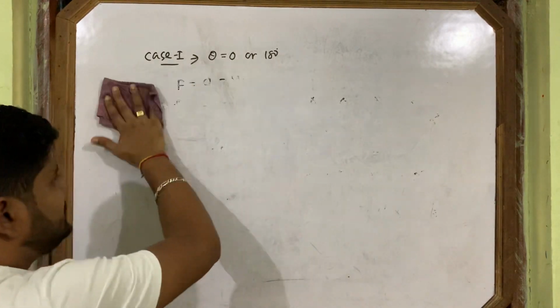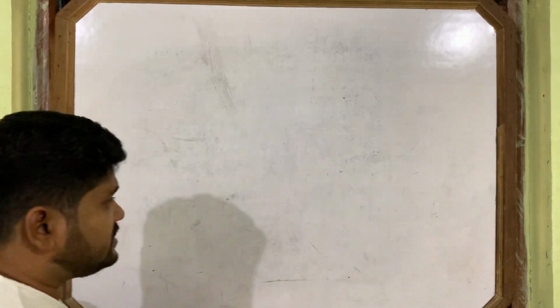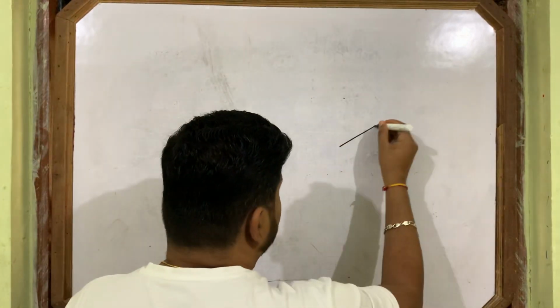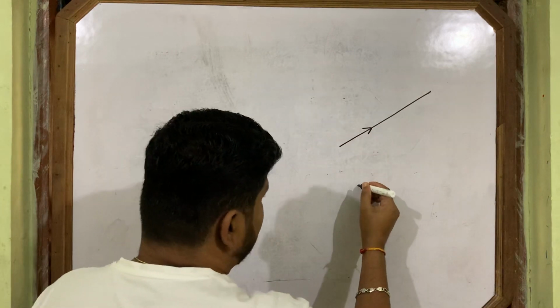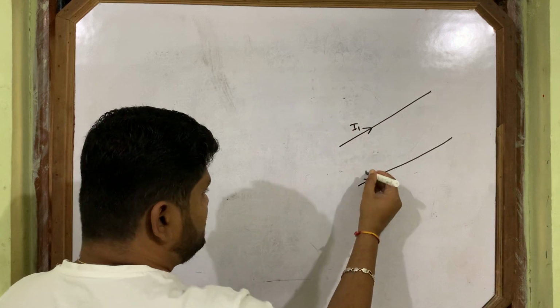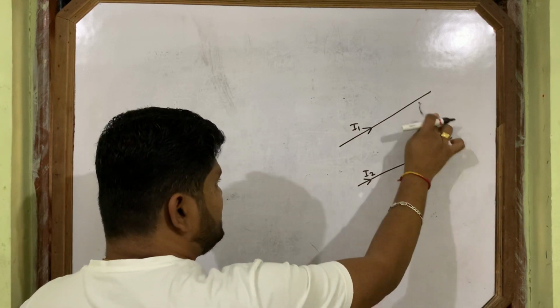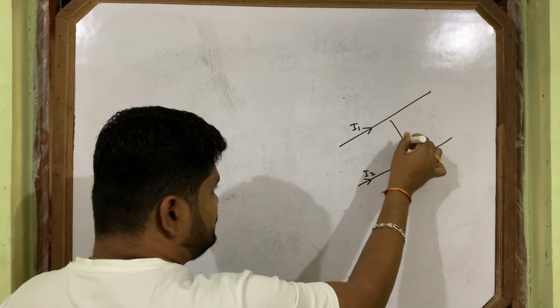So then come here: force between two parallel currents. How does force act between two parallel currents? Why will force act between two parallel currents? There is no magnetic field. Let's consider two parallel currents like this. One current is I1 and the other current is I2. The separation between the two currents is D.